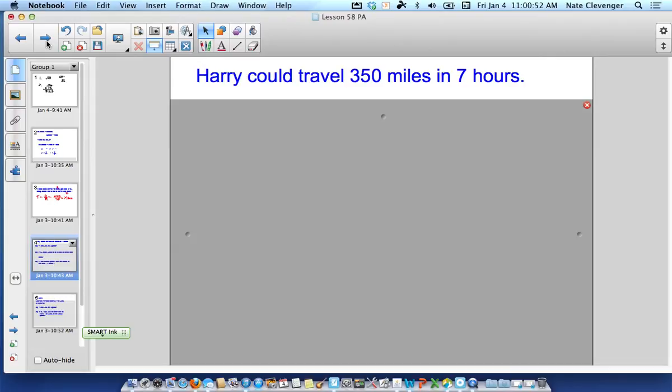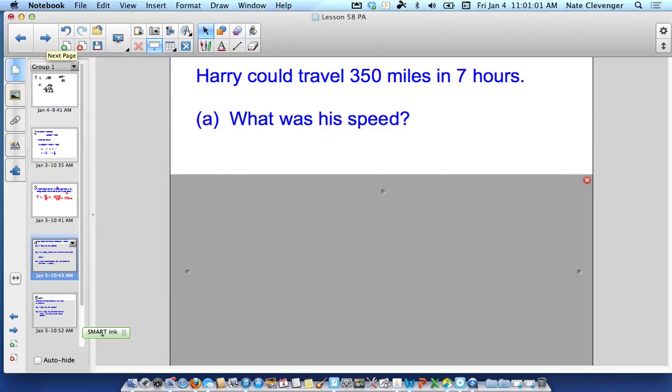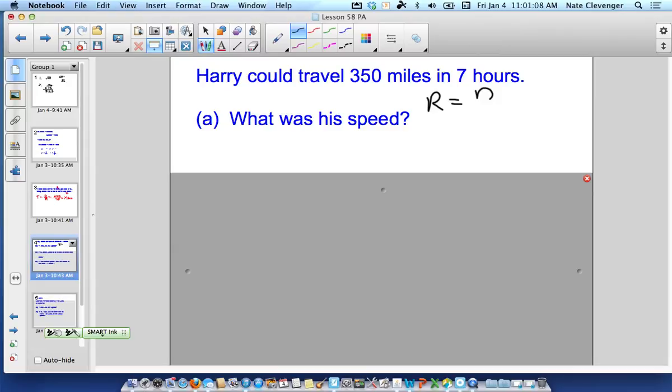Harry could travel 350 miles in 7 hours. So again, we're given a distance on this one and time. So the first question is, what was his speed? So we're looking for rate. Rate is equal to distance divided by time. So we need the distance of 350 over 7, and that's 50 mph, because we're talking miles per hour. That would be his speed or his rate.